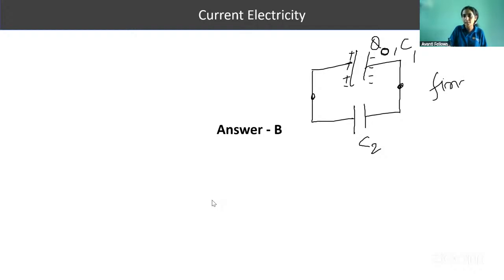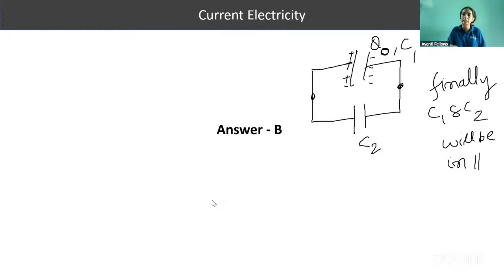Finally. So ये सारी चीजें दिमाग में रखो. Finally C1 and C2 will be in parallel. क्यों? क्योंकि potential difference between both is becoming the same. Done it? And also initial charge is Q naught. Finally potential difference is becoming the same. Let's say potential difference between this plate is V. Then between this plate will also be V.